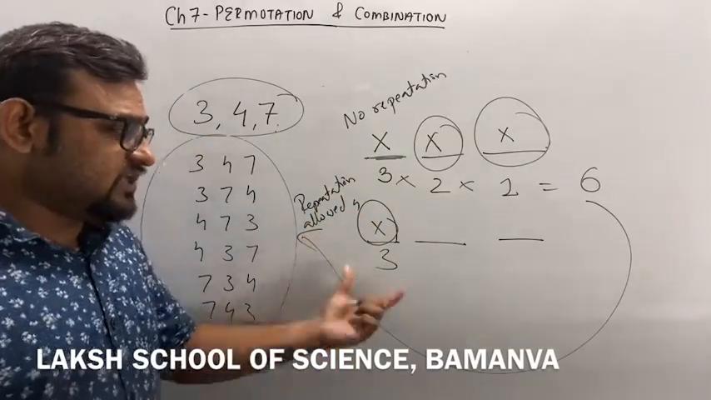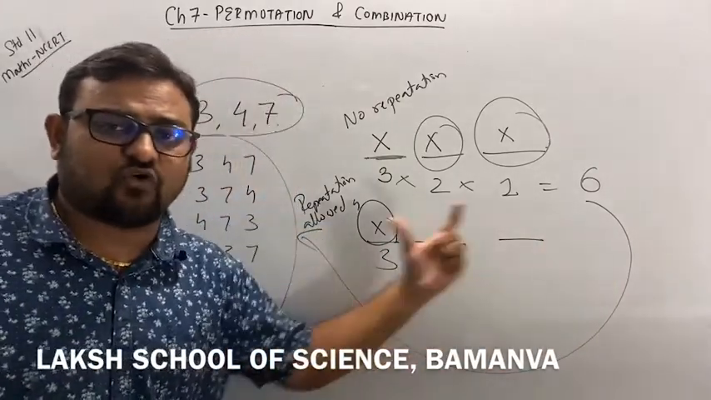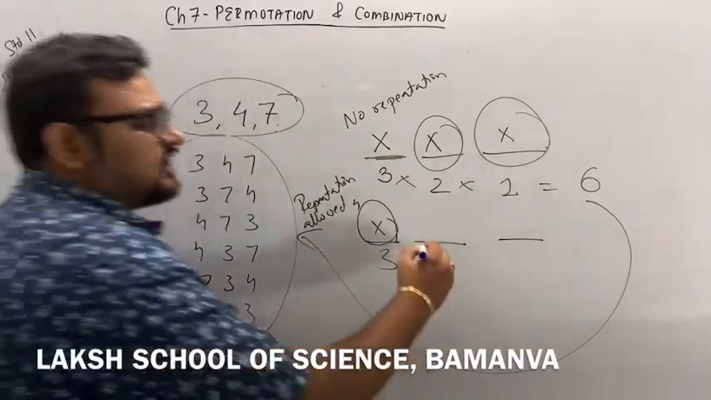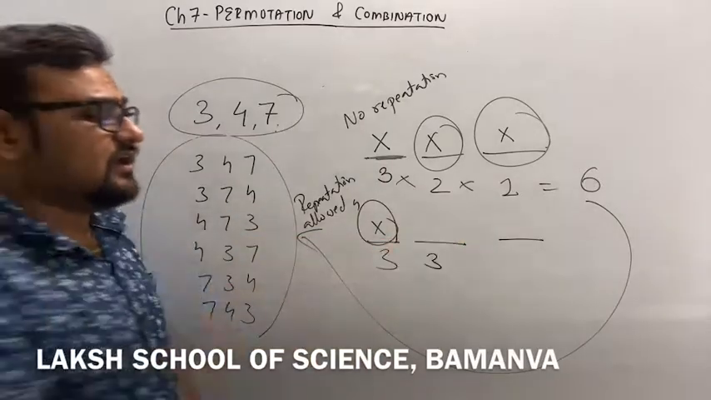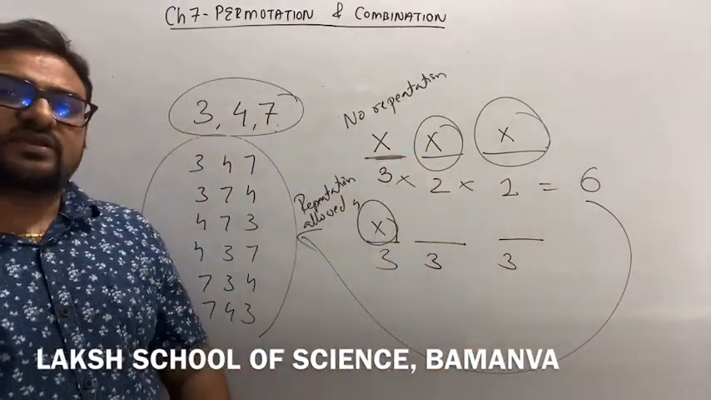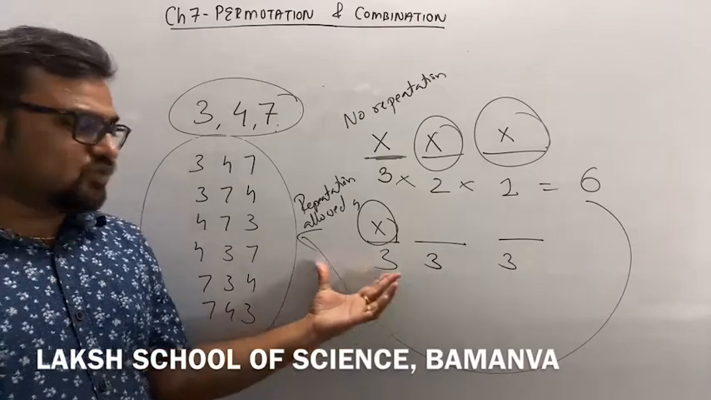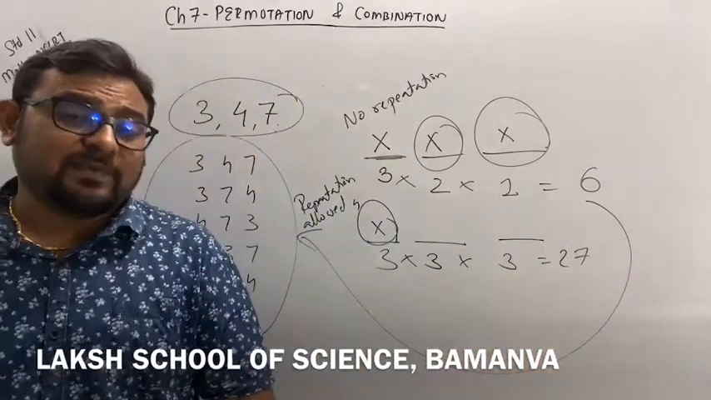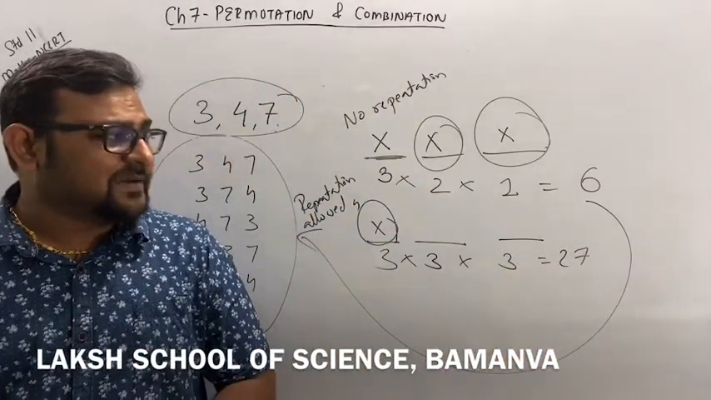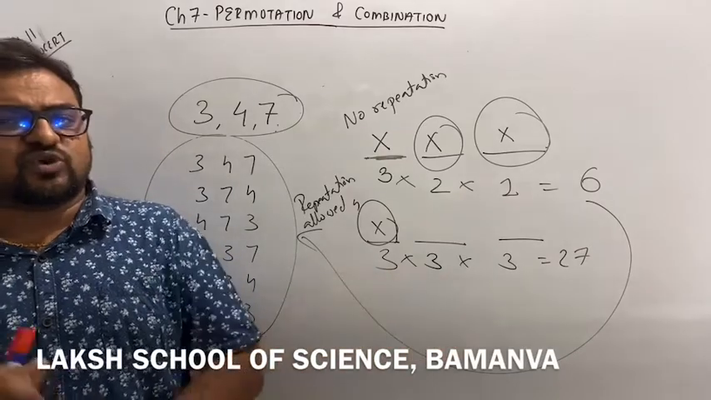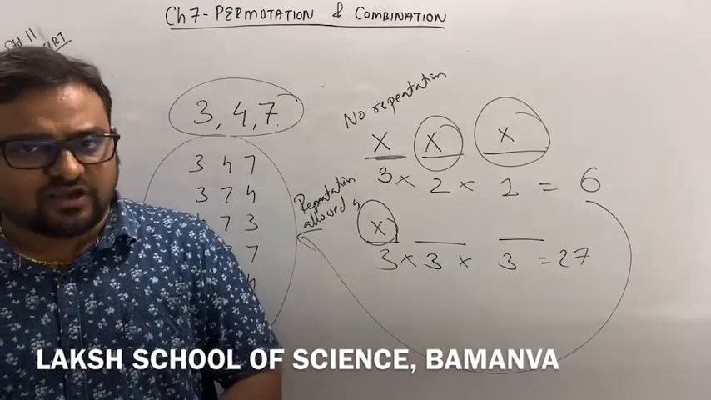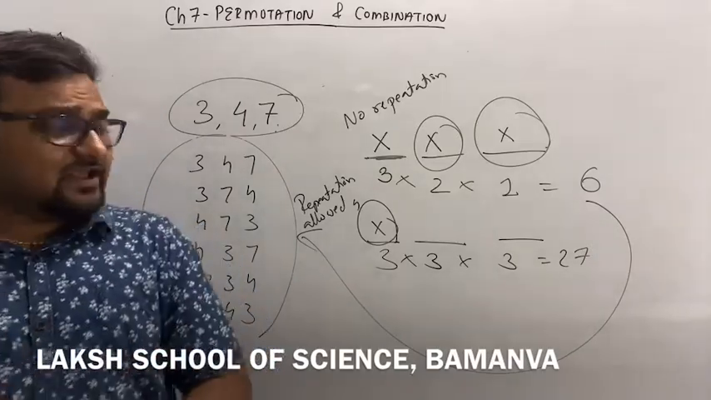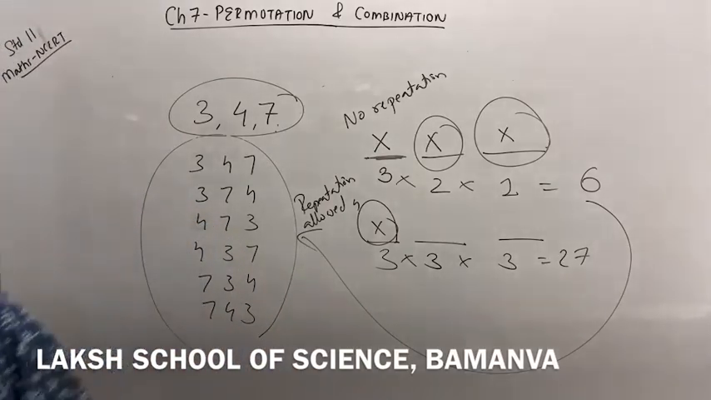You can use the numbers 333, 433, 444, 773, 777. So here there are three options, here again three options, here again three options. This way you can form 3 into 3, 9 into 3, 27. So if repetition is allowed, 27. If repetition is not allowed, 6 numbers. So this was just an example. Clear? Now, again, I will just mention what type of sums can be asked.